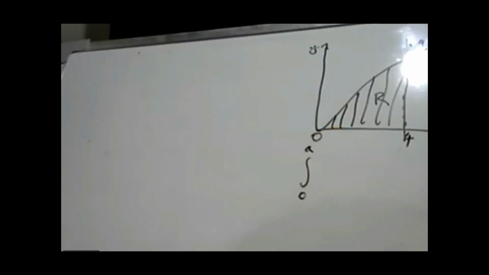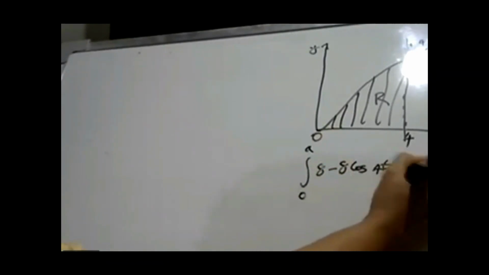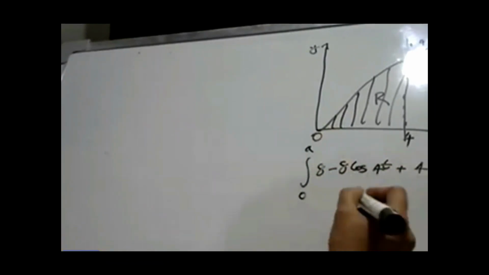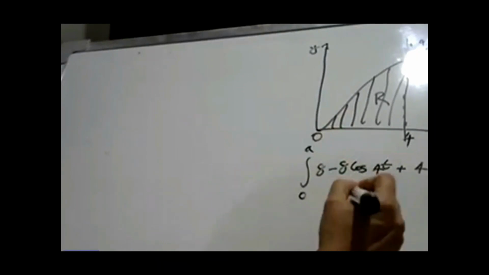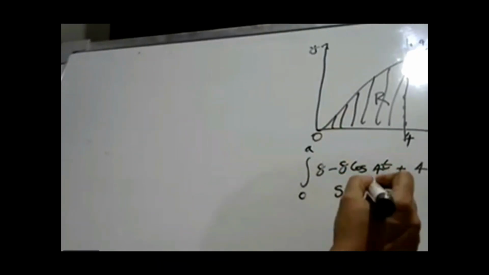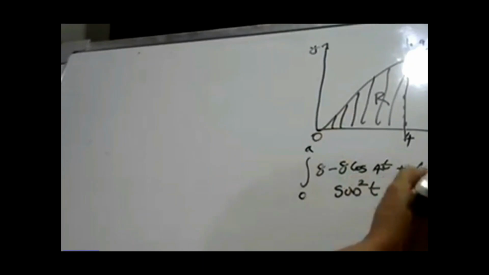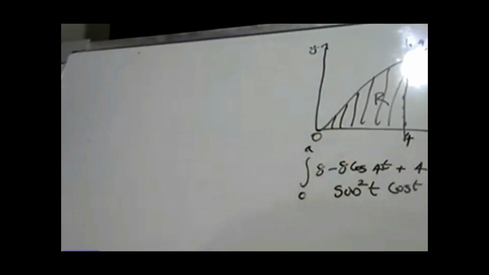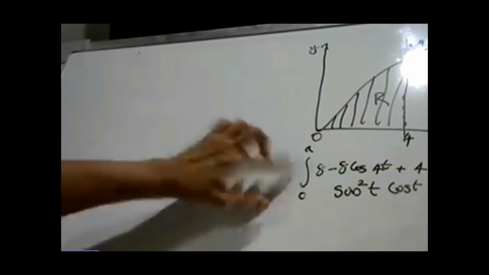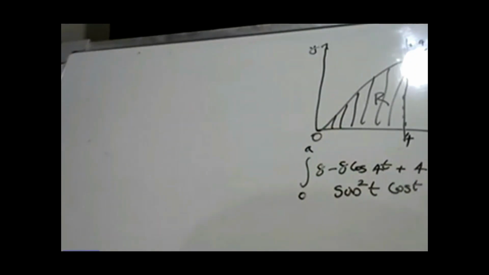the integral from 0 to, what is that? 8 minus 8 cos 4t plus 48 sin squared t cos t dt. We have to show that the area of R is given by this. Okay, so let us start.